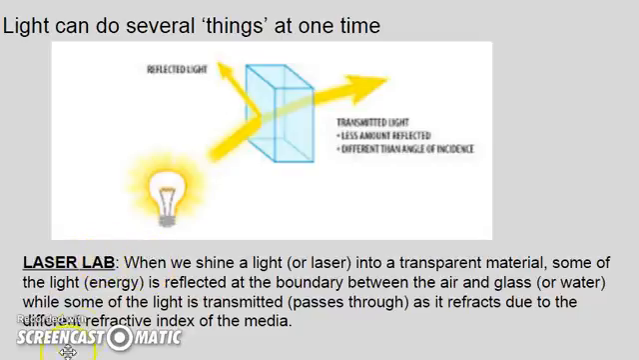So in the laser lab, when we shine a light or laser into a transparent material, some of that light energy is reflected at the boundary between the air and the glass or water or plastic, whatever the material is, it doesn't matter. While some of the light is transmitted, passes through, as it refracts due to the different refractive index of the media. So we're considering multiple things at once.